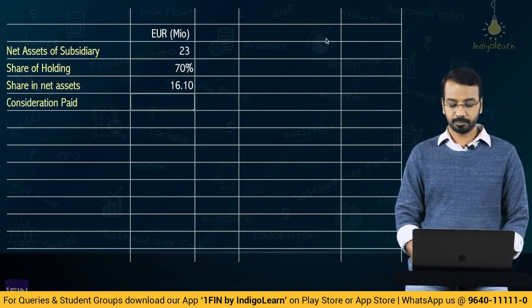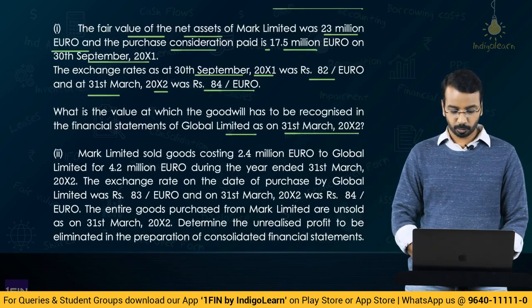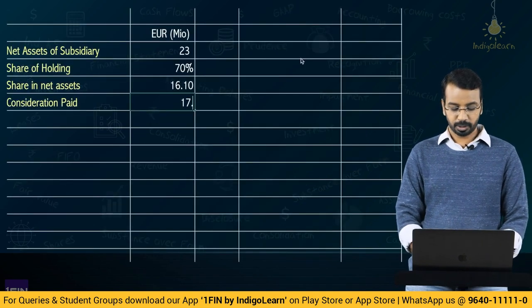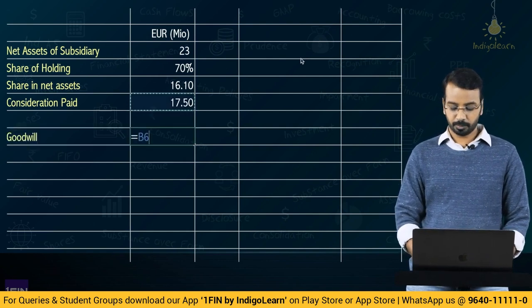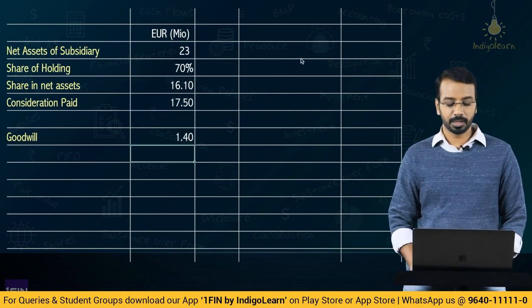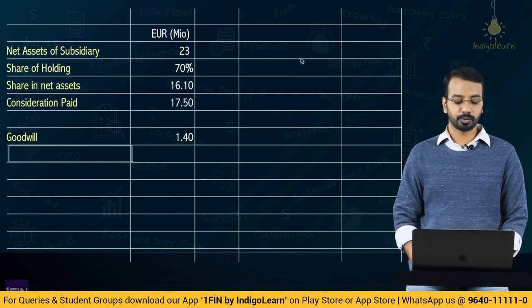Consideration paid is how much? Consideration paid is 17.5 million, 17.5 billion. So, goodwill is 17.5 minus 16.1, that comes to 1.4. This is in euro. Okay.